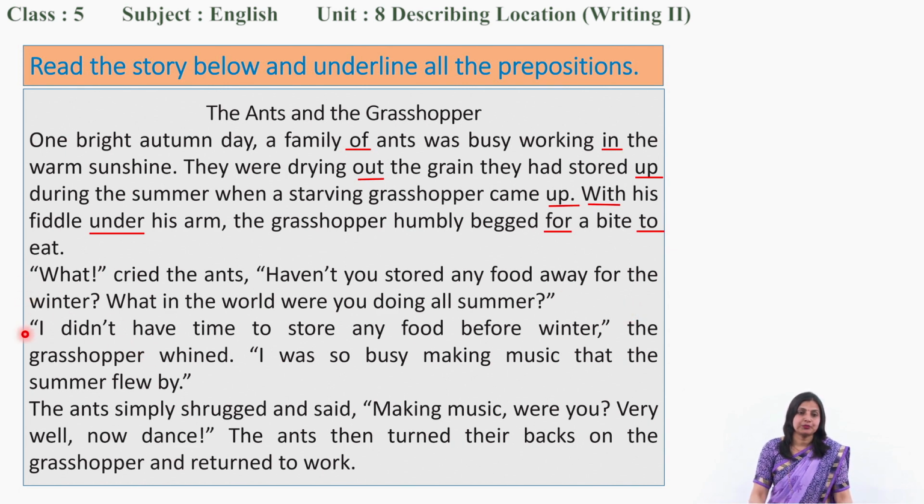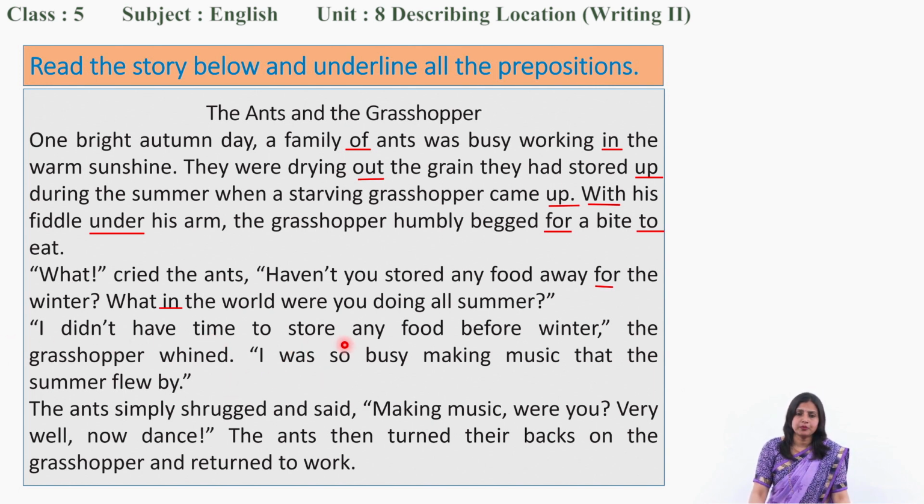Okay. Let's move to the next paragraph now. What? Cried the ants. Haven't you stored any food away for the winter? What are the prepositions here? Is there any prepositions? Very good. Yes, there is. For the winter. For. Then, what about this sentence? What in the world were you doing all summer? What is the prepositions here? Very good. Yes, in. Is there any more preposition in this sentence? All? All is not preposition. Okay, let's move to the next sentence now.